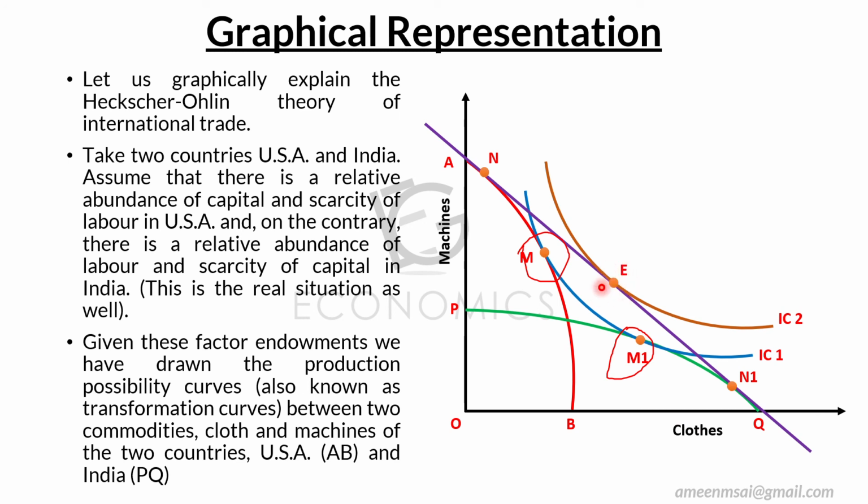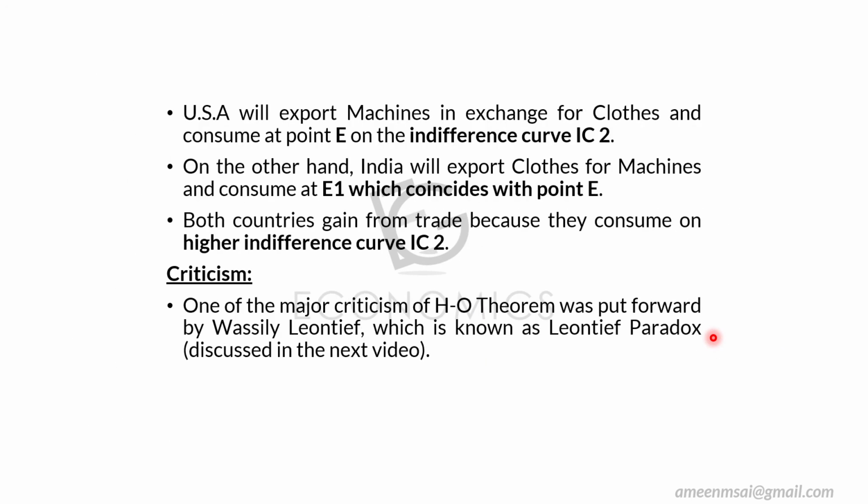So they will technically reach point E on a higher indifference curve, because at point E they can consume equal amounts of machines and clothes. Even though USA is only producing machines, it exports machines to India, and even though India is only producing clothes, it exports clothes to USA. So both countries will have both goods, and they will be consuming both goods at point E, which is on a higher indifference curve. That's how the HO theorem, or the Heckscher-Ohlin theorem, works.